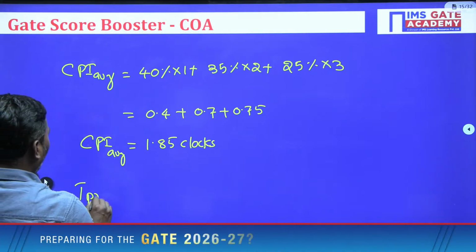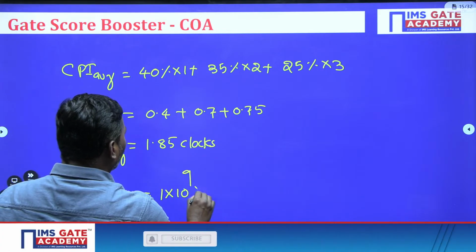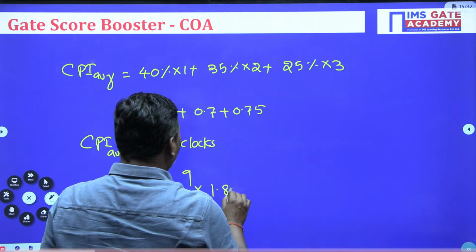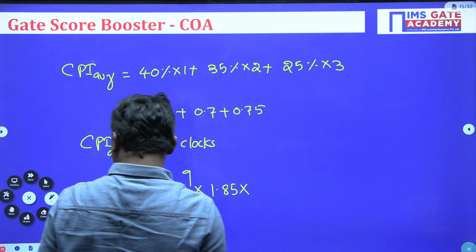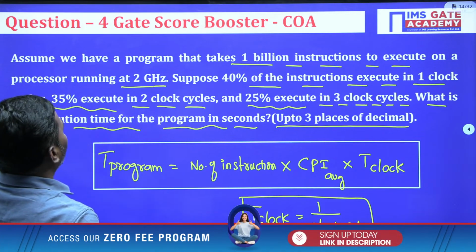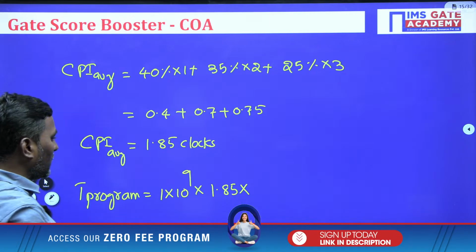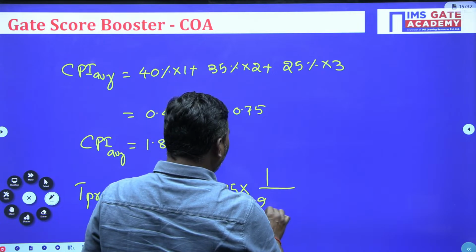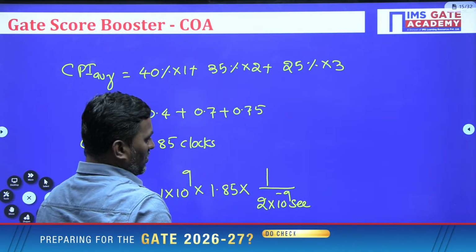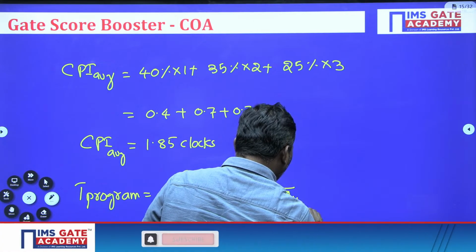So I'll take the time for a program. Time for a program is equal to 1 billion, so 10 to the power 9 instructions, times the average clock per instruction, which we already got as 1.85 clocks. One clock cycle time is the reciprocal of the clock rate. The clock rate of the processor is given as 2 gigahertz. So 1 by 2 giga. Giga means 10 to the power 9, so this becomes 10 to the power minus 9 seconds, with hertz in the denominator.